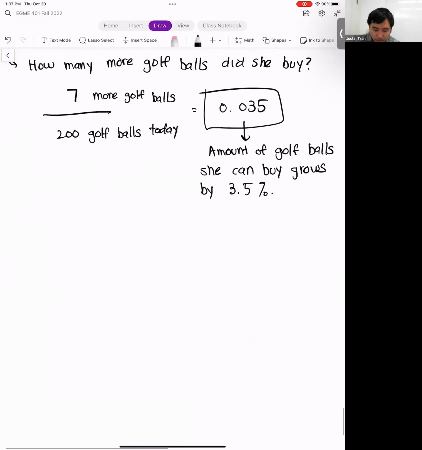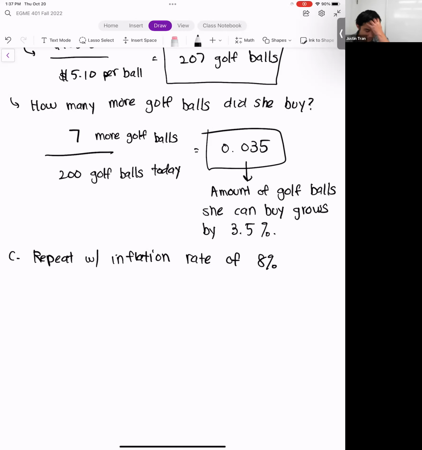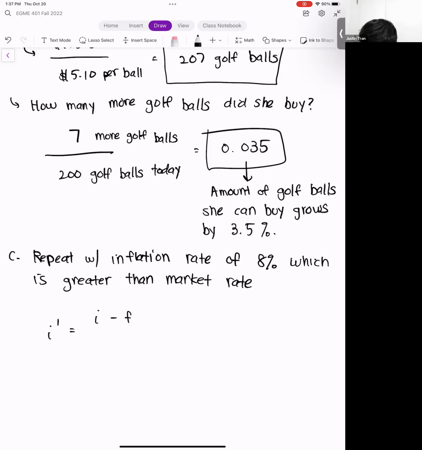All right, so let's do the same problem again, but let's use an inflation rate of 8%. And so in this case, the inflation rate is going to be greater than the market rate. And so like I just mentioned, this tells us that our real interest rate is probably going to be negative in this case. All right, so let's go ahead and compute that. So we have I prime, this is equal to I minus F divided by 1 plus F.